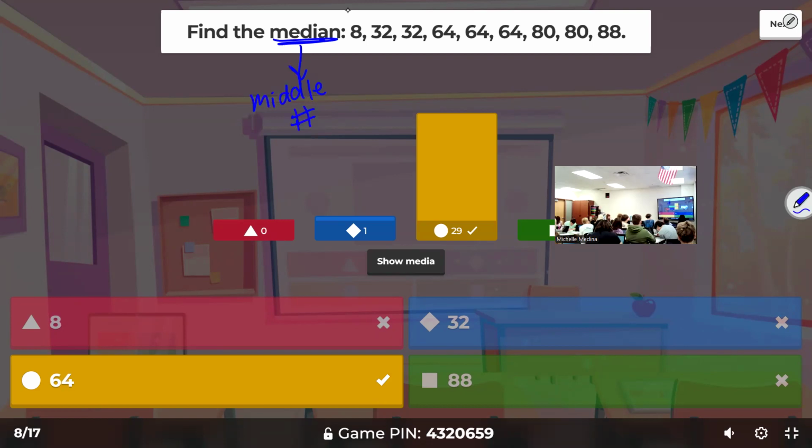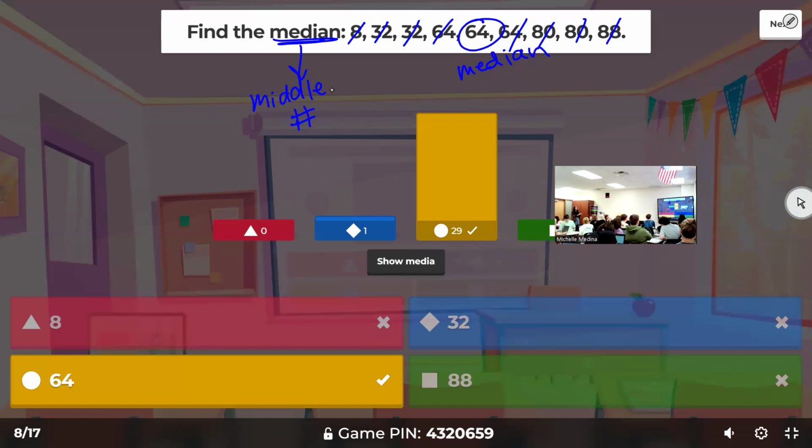Since this one already is in numerical order, you just go left, right, so you get a middle number or middle two numbers. Since this is an odd number of data points, I should have only one number in the middle, and that's my median, so that's the right answer. If there were two numbers in the middle, that's where you average them: add them together and divide by 2. But that should only happen if you have an even number of data points. Questions on that?